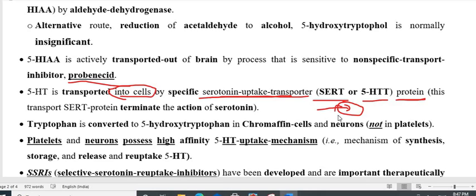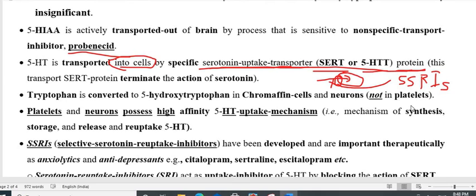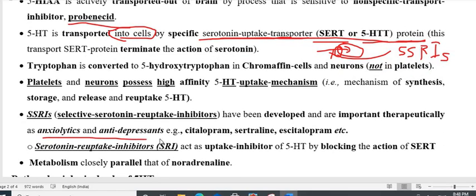And this transporter protein function is inhibited by the drug called SSRI. So what is SSRI? SSRI is the selective serotonin reuptake inhibitor, which inhibits the transport of serotonin from the surrounding to inside the cell by inhibiting the function of the SERT protein, and therefore SSRIs are used for the therapy of anxiety and depression, as an anxiolytic agent or as an antidepressant agent.